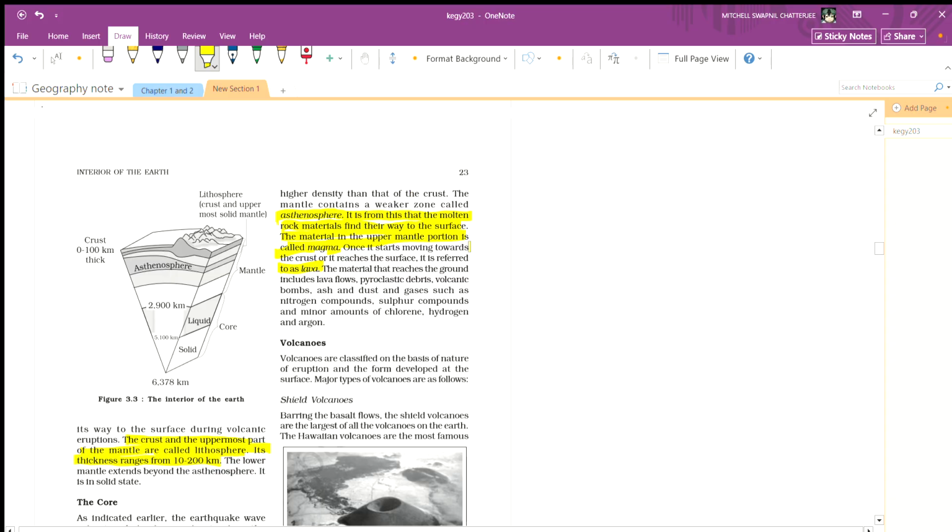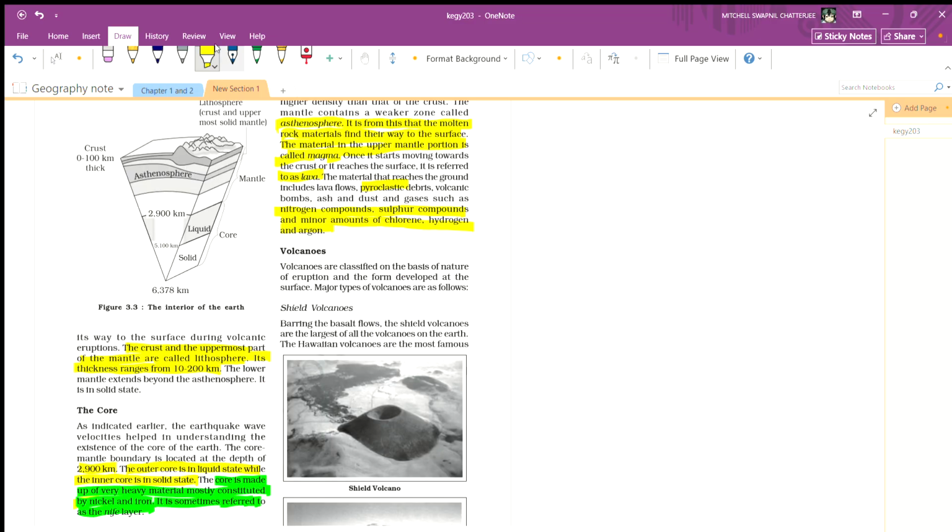The material that reaches the ground includes lava, pyroclastic debris, volcanic bombs, ashes and dust, and gases such as nitrogen compounds and sulfur compounds. So these are the compounds that get out: nitrogen compounds, sulfur compounds, fluorine, hydrogen and argon.